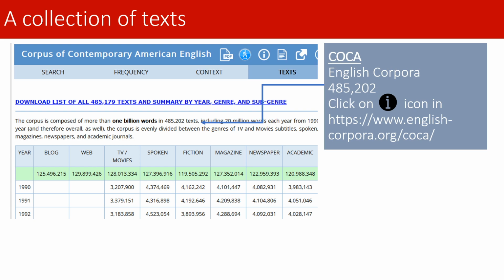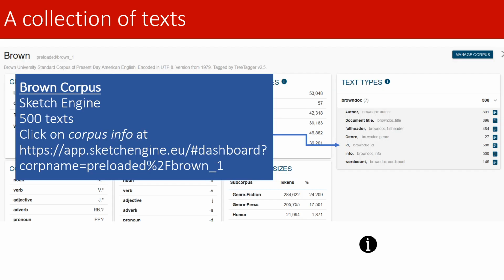The number of texts in the corpus is a common information that can be found in many corpus processing systems. This is an example from the Corpus of Contemporary American English in englishcorpora.org. This corpus is composed of 485,202 texts. This is another example from Sketch Engine. The Brown corpus in Sketch Engine contains 500 texts. The fact that we can see that a corpus can be composed of many texts justifies our earlier definition that a corpus is a collection of text.